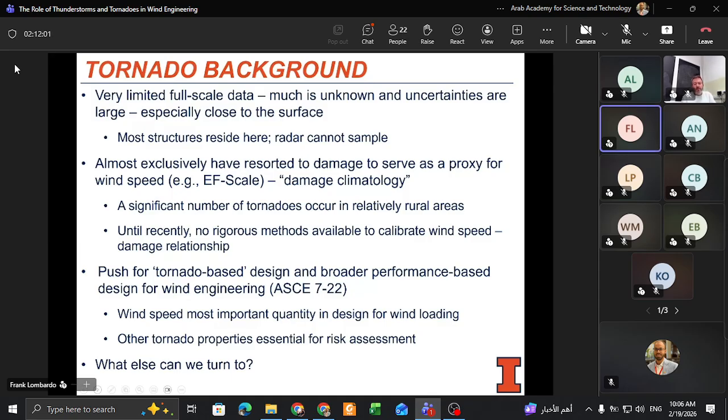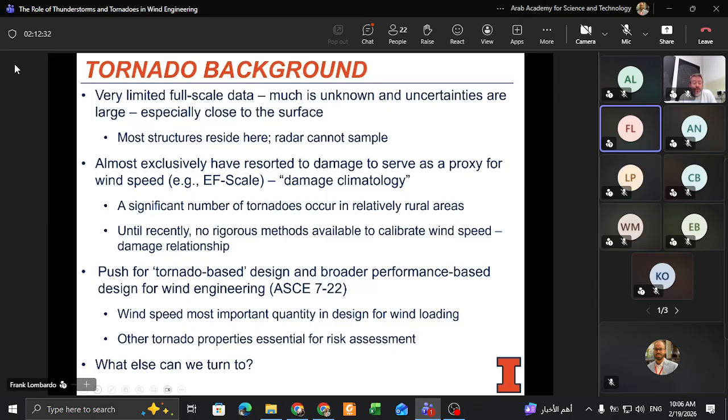So this background is stuff that we've pretty much covered quite a bit in class. We don't have a lot of full-scale data. A lot of times radar, although it's good, can't get really close to the ground because the obstacles near the ground tend to reflect the radar beam, and it doesn't generally get good information below 5 meters. That case I just showed was unique. Most is above 20 meters, and a lot above 50 meters.